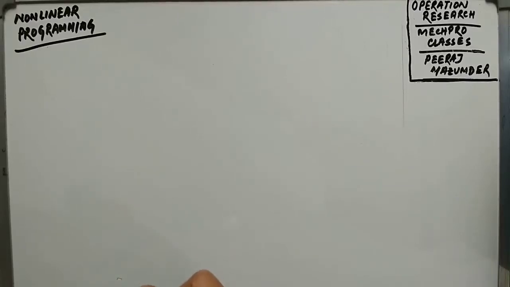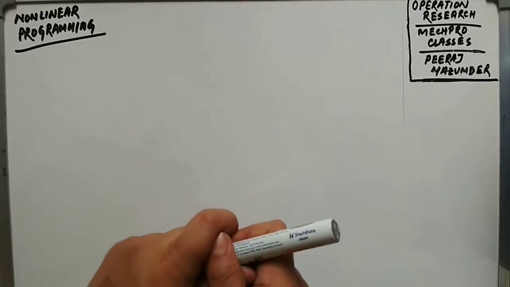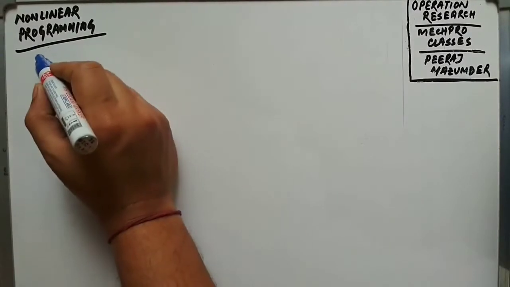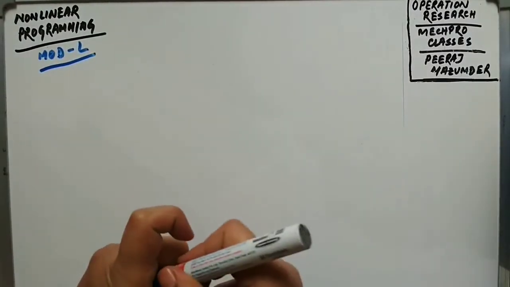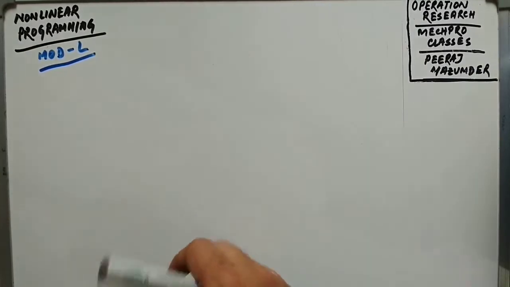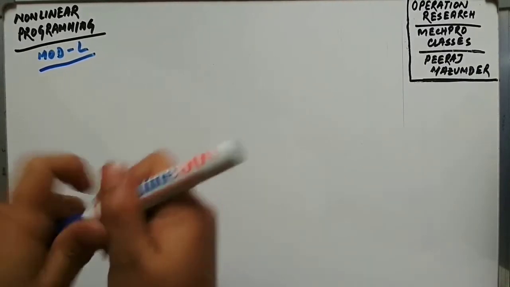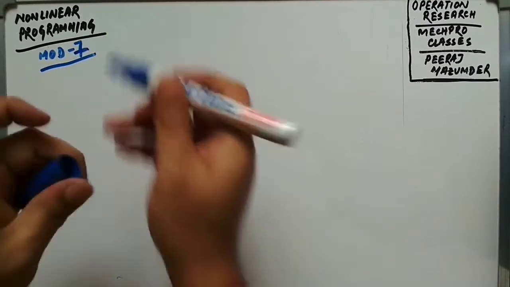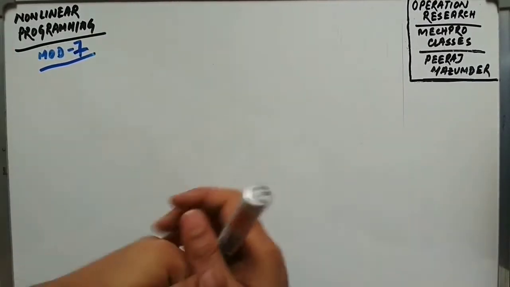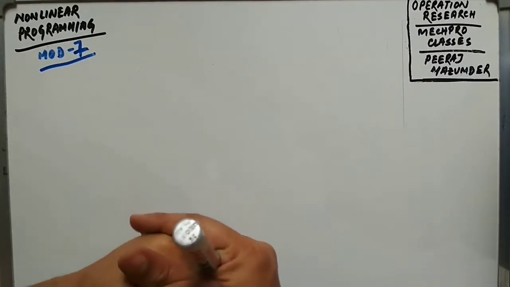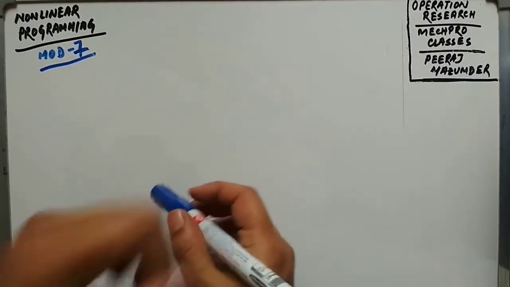Welcome students to our last module of operation research. It is module 7. We have two parts in this particular module: the first part is nonlinear programming, and the second, or last part, is dynamic programming.